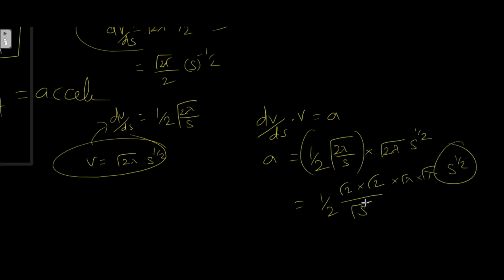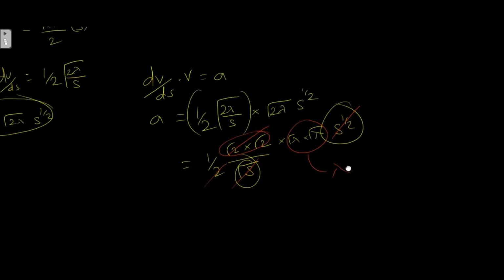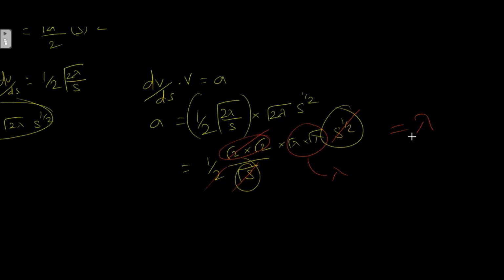This and this will cancel each other. This becomes 2 and this becomes 2, cancel each other. Root 2 into root 2 becomes 2, root lambda into root lambda is equal to lambda. So it gives us lambda as the answer. Everything cancels out, so what remains is lambda. So acceleration is lambda, which is a constant acceleration. Clear?